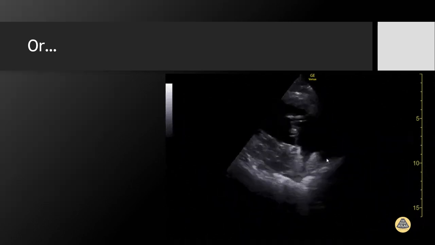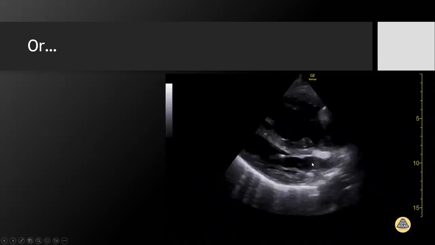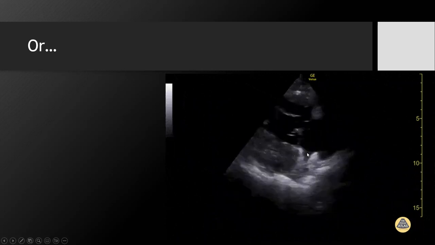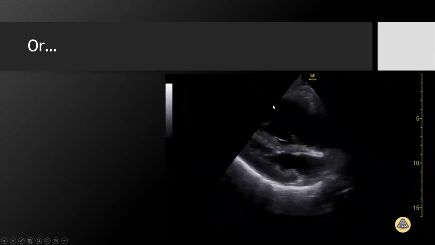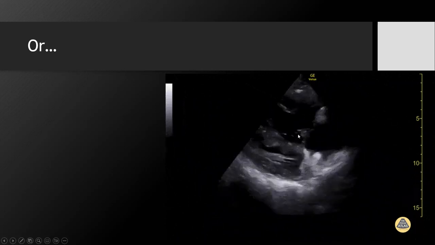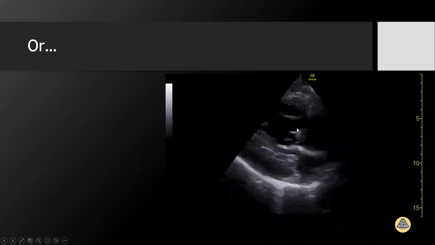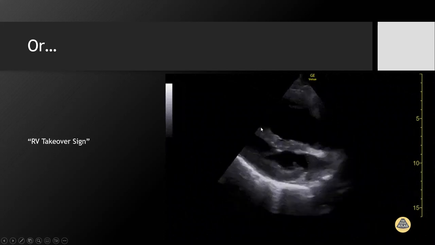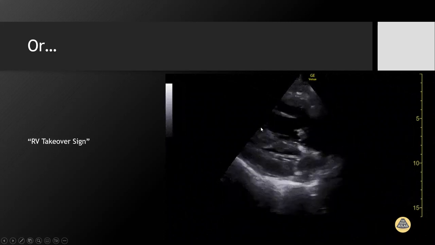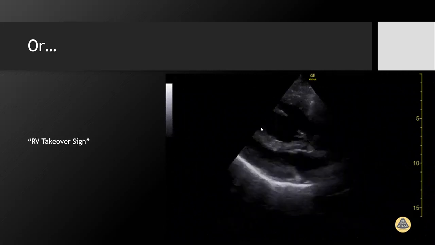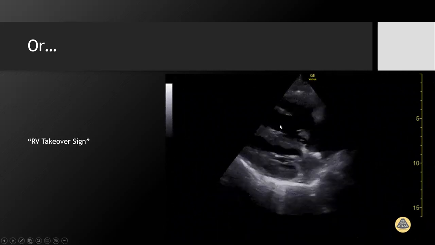This should be the parasternal long axis view, and you can sometimes see here the left atrium, left ventricle, LVOT. But the RVOT is so large that it's taking over the entire window. And this is what I have named the RV takeover sign. So please use it and spread it so that I can become famous. It's the RV takeover sign.